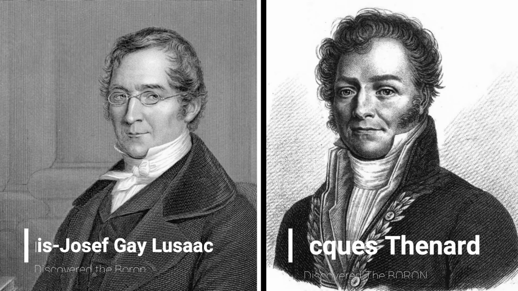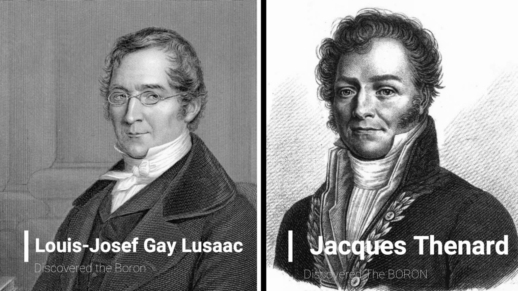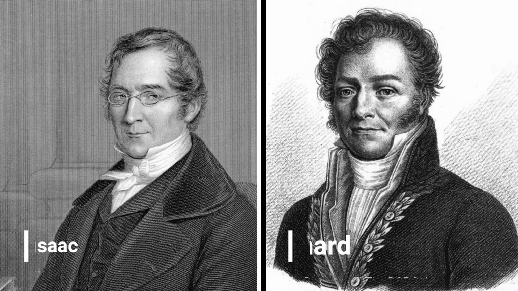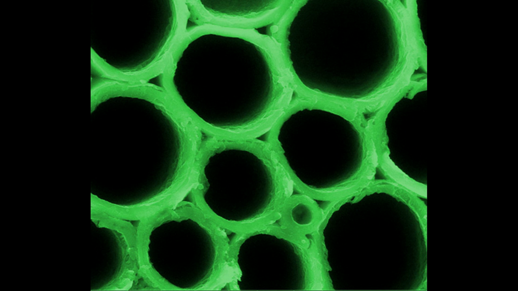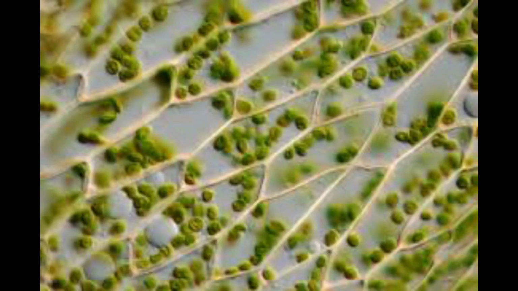The first one is boron. It was discovered in 1808 by Louis Joseph Gay-Lussac and Louis Jacques Thenard. It is a hard black solid. Boron is essential for the cell walls of plants. It is not considered poisonous to animals, but in higher doses, it can upset the body's metabolism.